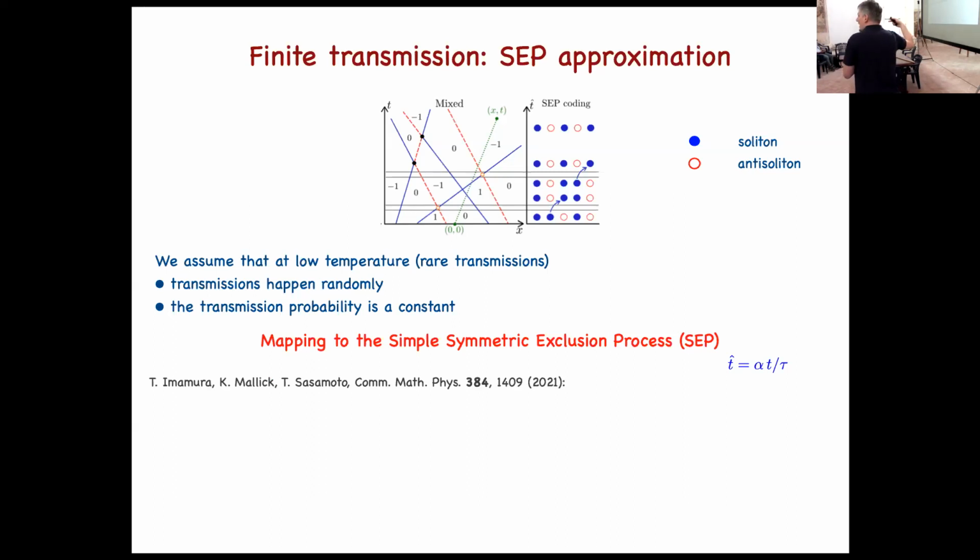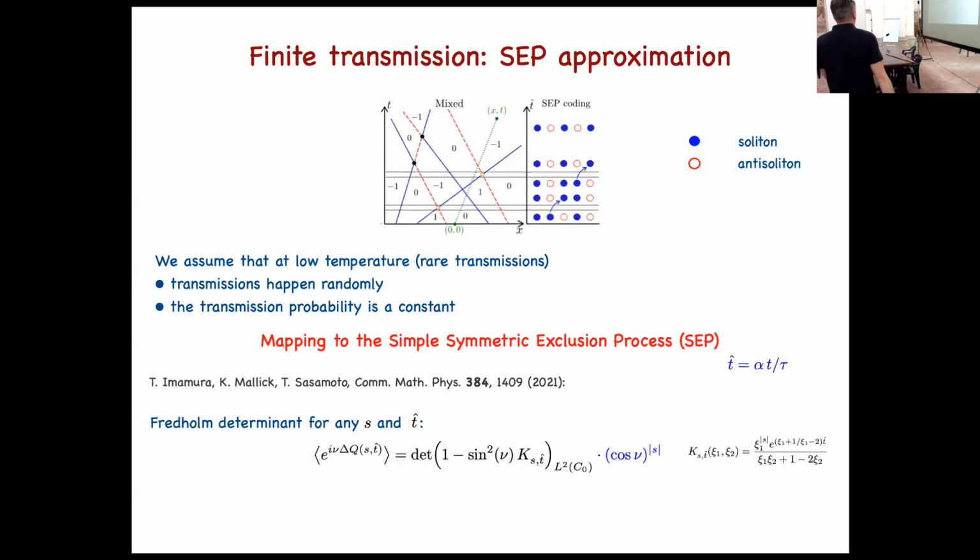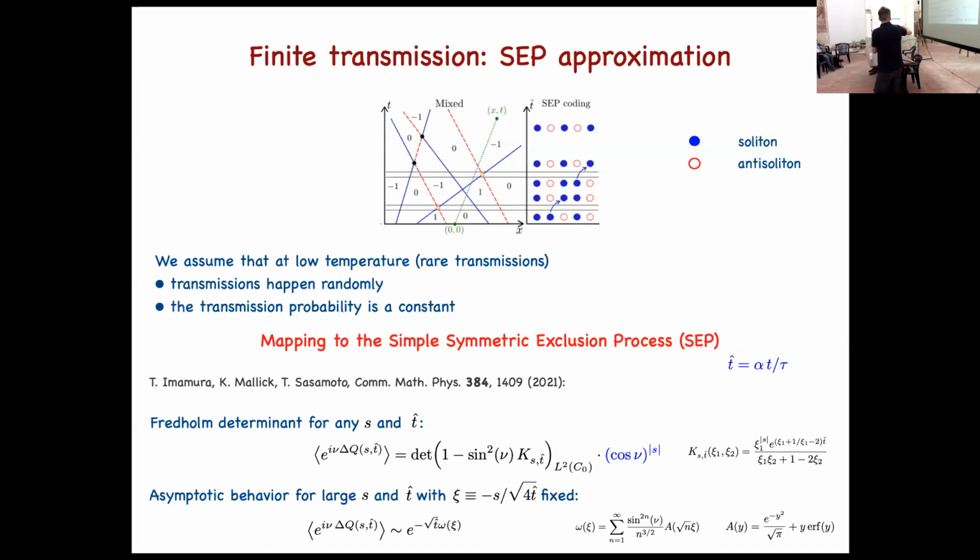So again, why is this useful? Because in a recent paper by Imamura, Mallick, and Sasamoto, they derived exact results for exactly the quantity I'm interested in. Okay, not exactly, but it was easy to make the translation for any finite distance and time in the SEP problem, in terms of a Fredholm determinant. Again, the details are not important. I just wanted to advertise this beautiful result. And they gave the asymptotic behavior of this quantity. Interestingly, they found that if you scale distance and time in a diffusive way, so S over square root of t is fixed, then this quantity decays as e to the minus square root of t.